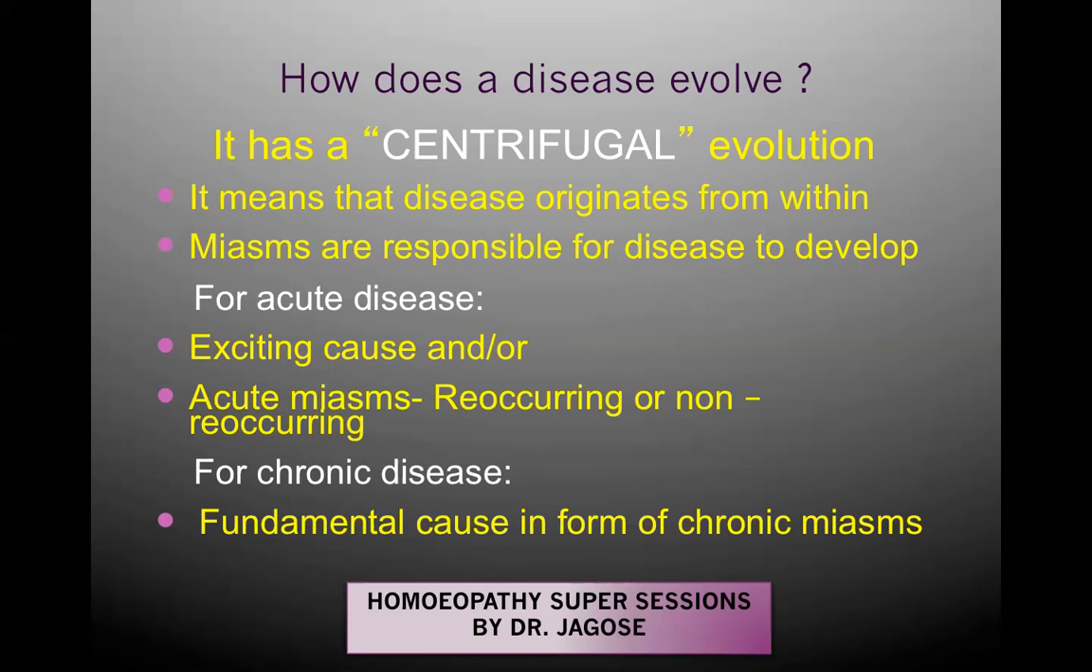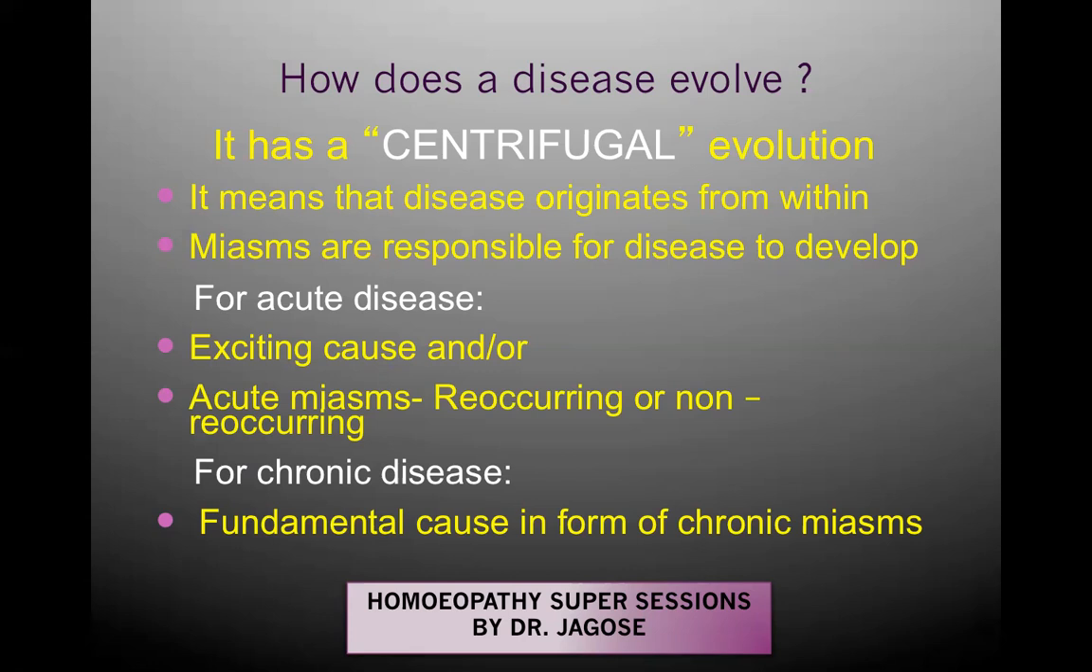And what is responsible for the disease to develop? Naturally, the three great miasms of psora, syphilis, and sycosis. Therefore, we say that the disease evolves in a centrifugal manner. The centrifugal force is the force which starts from the center and goes to the periphery. Here, the center is the internal, or from within the organism, and when it expresses itself from the center to the periphery, the periphery is seen with respect to the signs and symptoms. Therefore, we say the disease has a centrifugal evolution.